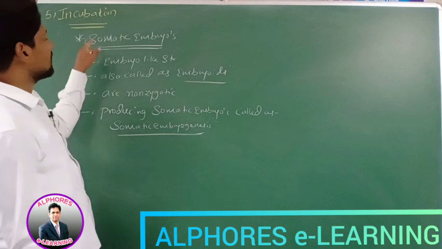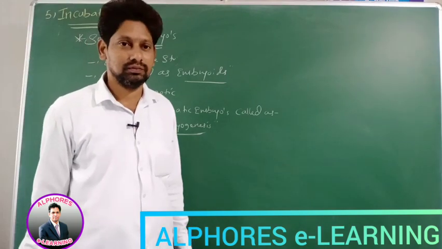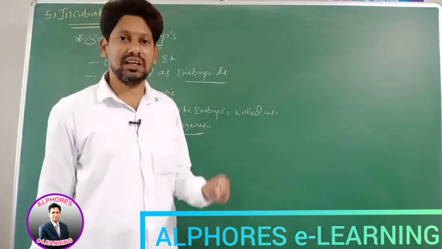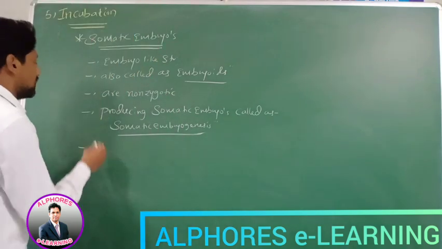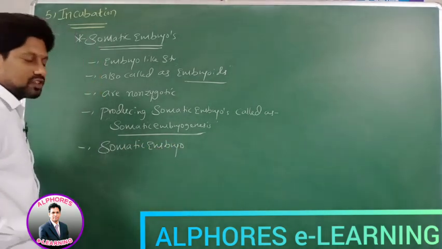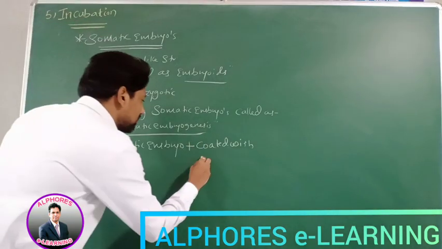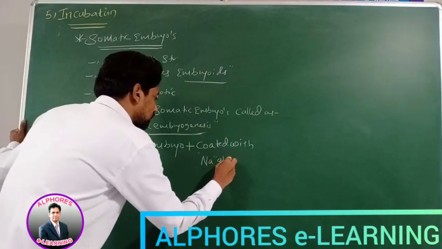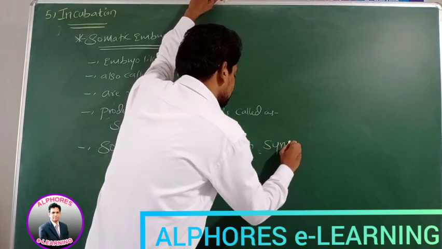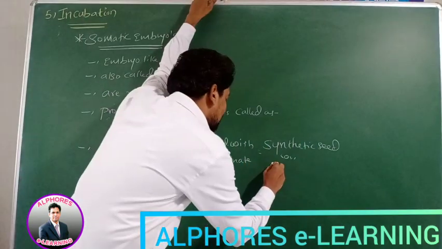Now listen to this statement. These are somatic embryos. If these somatic embryos are coated with sodium alginate, then synthetic seeds or artificial seeds are formed. What is another name for synthetic seeds? Artificial seeds.